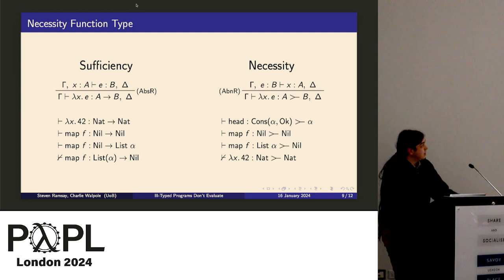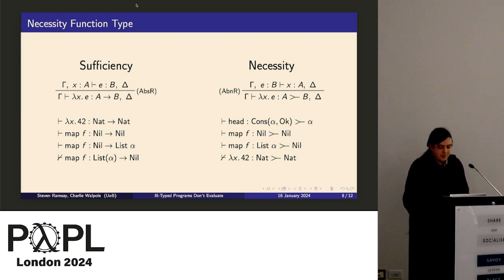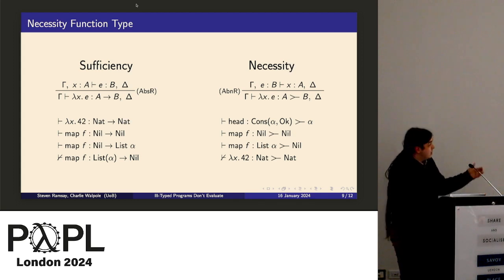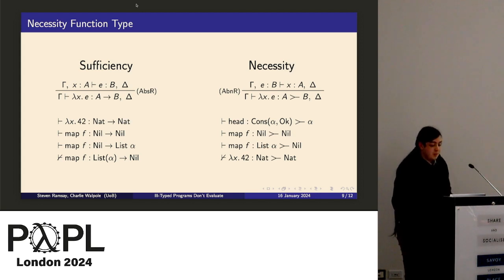With necessity, we're looking more at pre-images than images. So with the first example, the head function, if you want to get something of type alpha out of this function, then you are required to give an argument of the shape cons alpha OK. Now, the OK is important here because the head function places no requirements on the second argument to the cons.